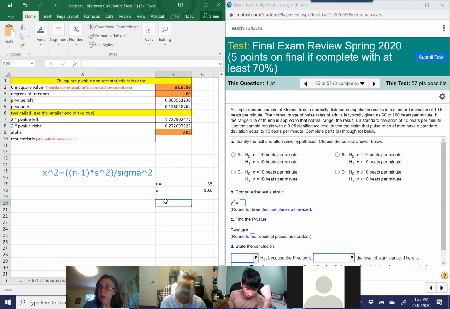And then our sigma, and I'm just going to write sigma if you'll indulge me. That's actually our claim. So we're going to have to find some kind of population standard deviation. Let's see.